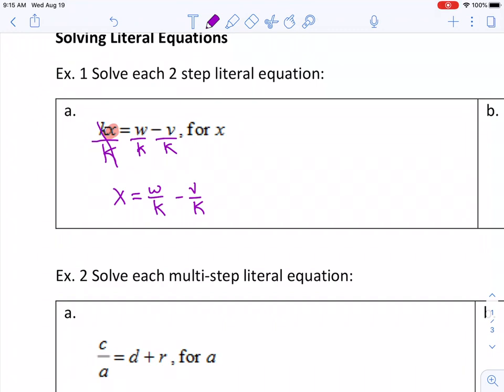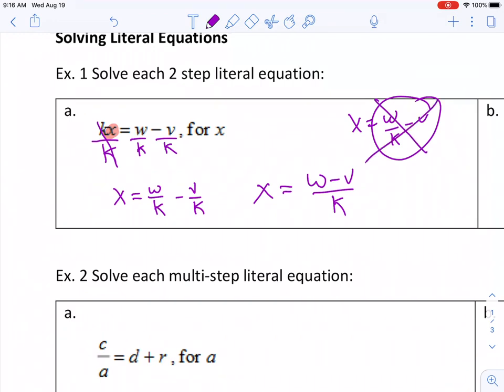Because they have common denominators, we would also be able to write our answer as x equals w minus v over k. So either one of those would work. What we could not do would be like x equals w over k minus v. That's no good because that k needs to divide to every term. So that wouldn't be an appropriate answer for this problem.